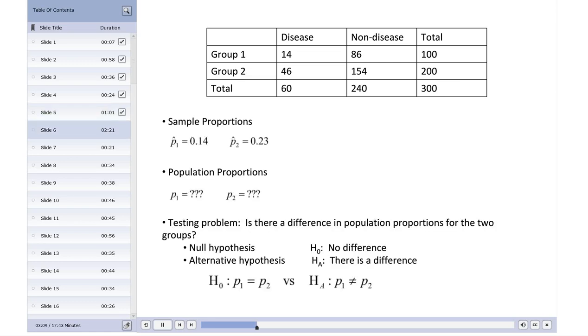Now I'd like to talk about something that we discussed at the beginning of the lecture, and that's the distinction between sample proportions, population proportions, and a statistical testing problem that's related to these. Now we've already calculated the sample proportions. We found out that the proportion of people with the disease in Group 1 was 0.14, and the proportion of people with the disease in Group 2 is 0.23. But these are just the sample proportions. What we actually care about are the population proportions.